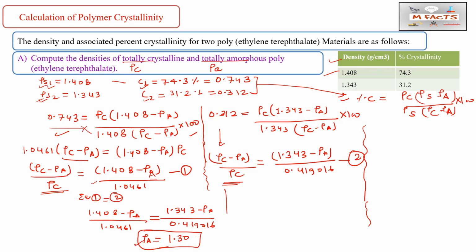Now from here, after cross multiplication, we will get rho A value, that will come 1.30, of course in gram per centimeter cube, because this is a rho value. So now we got this rho A value. For finding the rho C value, what we can do, we need to put this value either in equation 1, or we can also put it in equation 2.